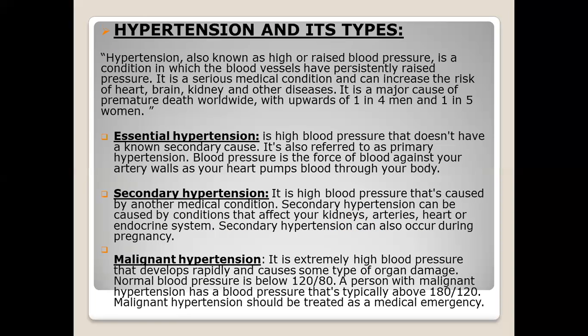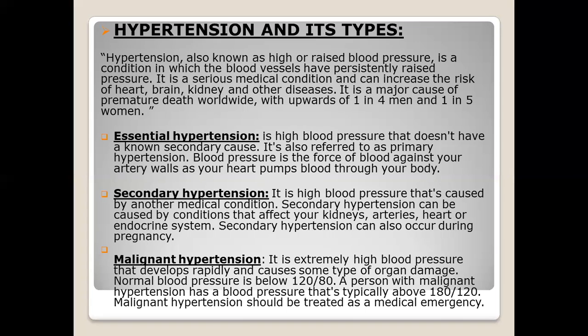Now, hypertension and its types. What is hypertension? Blood pressure which is not normal, higher than its normal range, is termed hypertension. Hypertension can be caused by various reasons. It can be due to stress, due to diabetes, due to any physical state. It is a very common cause of premature death worldwide. Up to 1 in 4 men and 1 in 5 women are patients of hypertension.